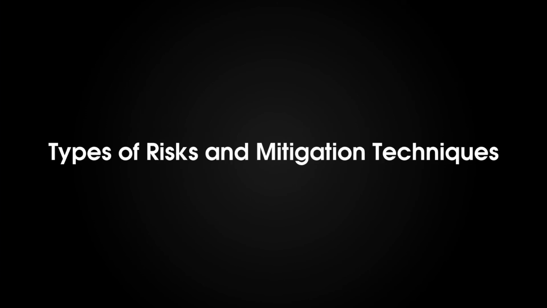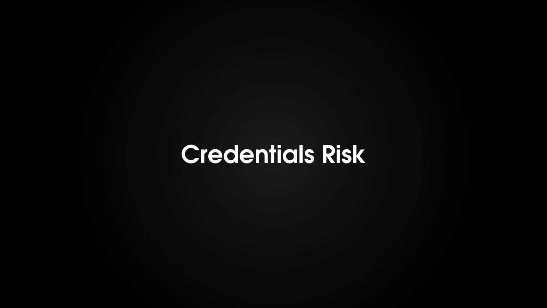Now that we've illustrated the risk environment and painted sort of the big picture of basic digital risks and vulnerabilities, I want to talk about specific types of risk and the tools and techniques we can use to mitigate each type. The first type of risk I want to cover is credentials risk, and this is a big one.